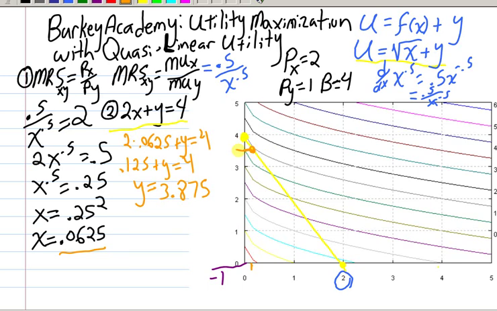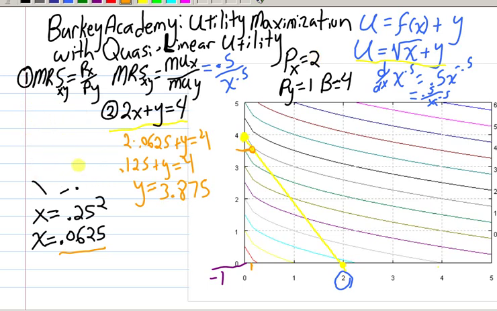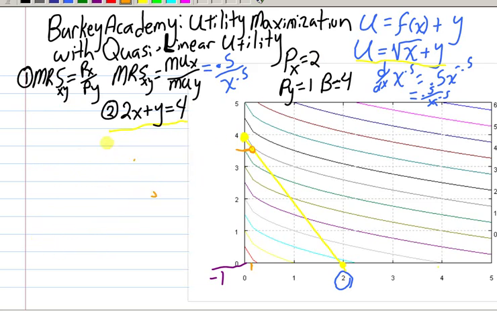Let's change the prices a little bit though, and let's see what happens. Let's increase the price of x from 2 to 4 and see what happens. I think that will give us a corner solution in this case. So let me erase all this so we can have a better working area here. And let's see what changes when we change those prices. So let's change the price of x to 4. And let's see what changes.